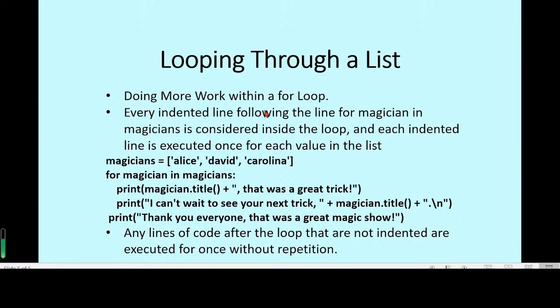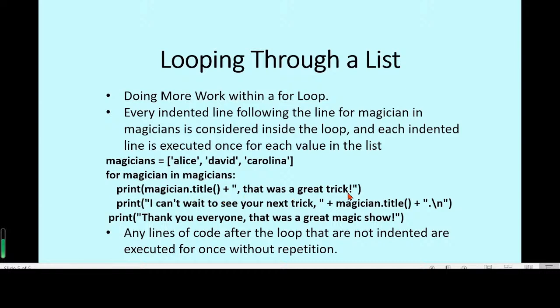Doing more work within a for loop. Every indented line following the line for magician in magicians is considered inside the loop, and each indented line is executed once for every value in the list. So for example, this is a magician list. We can write a for loop, for magician in magicians, then these 2 indented lines are considered inside the for loop. So we can write print magician.title().